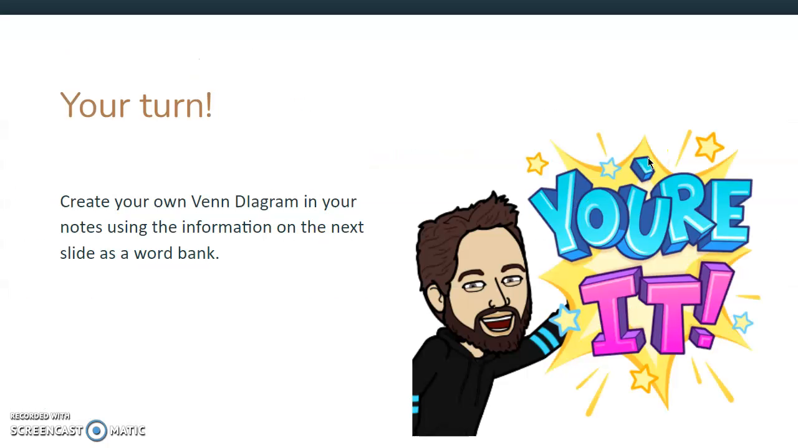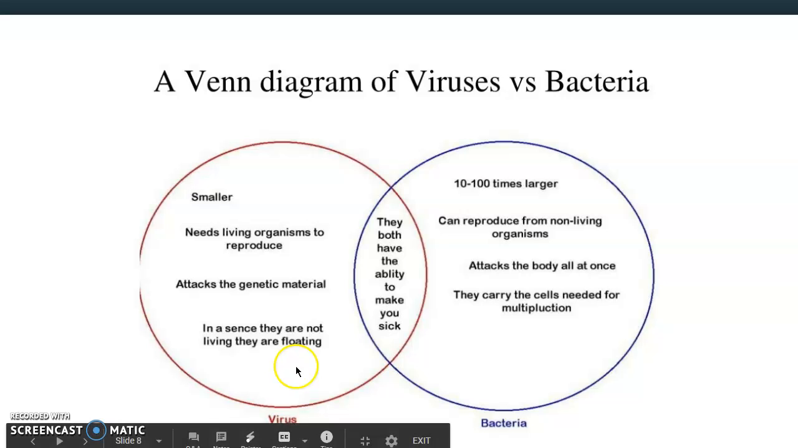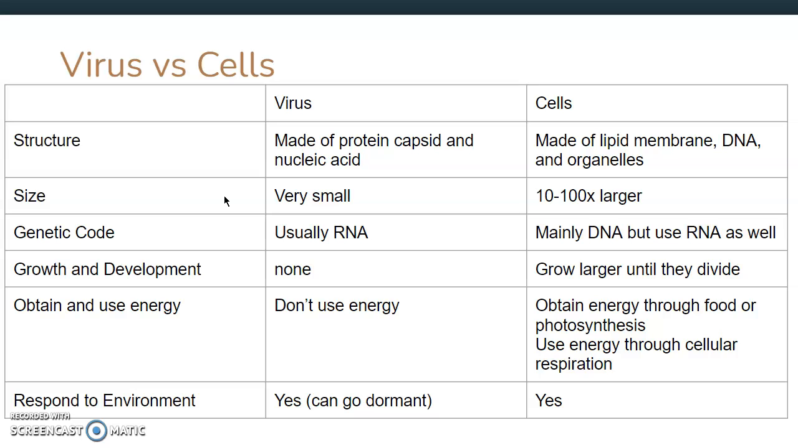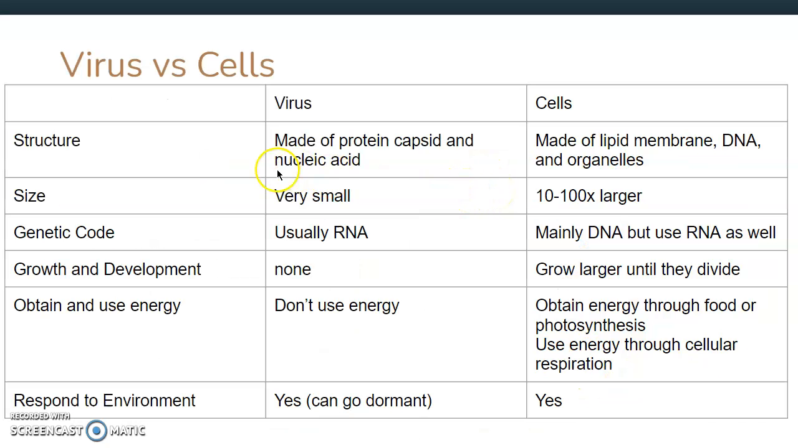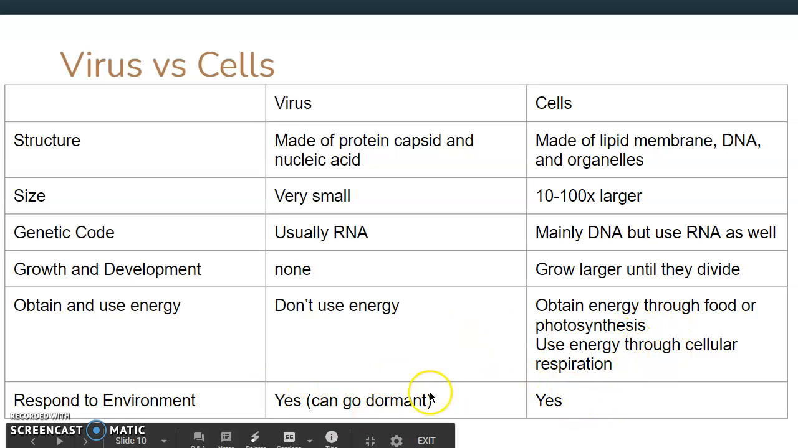So, for example, we would put the first bullet of the virus under here. Instead of it saying smaller, it would say made of protein capsid and nucleic acid. And this one would say what our cells are made of. We can use one that's very small, write that in there. We could write in the middle column for the both that they both use nucleic acids. We can write that viruses don't grow, but cells do. Viruses don't use energy, and this is how cells use energy, and then they both are able to respond to their environment.